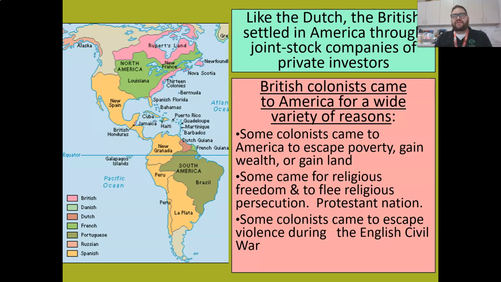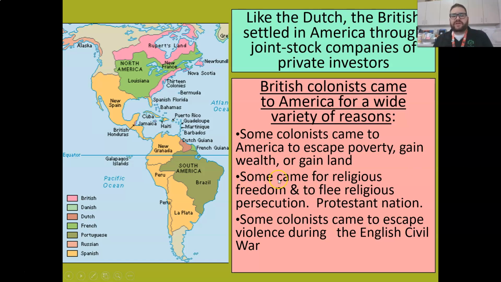And the big thing with indentured servants is they would promise to work for someone for a number of years, but then they would be granted their freedom. So indentured servants are not the same as slaves and would eventually gain their freedom. Some colonists within the British settlements came over to gain wealth. There were some that came over to try and get rich, and there were some that came over to try and gain a lot of land.